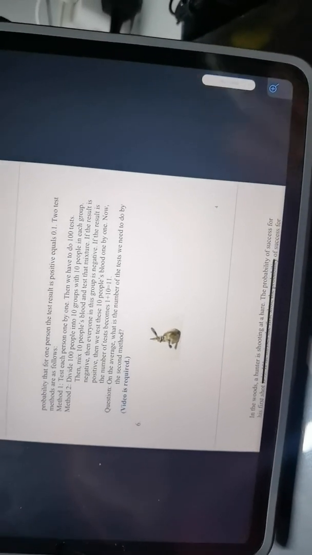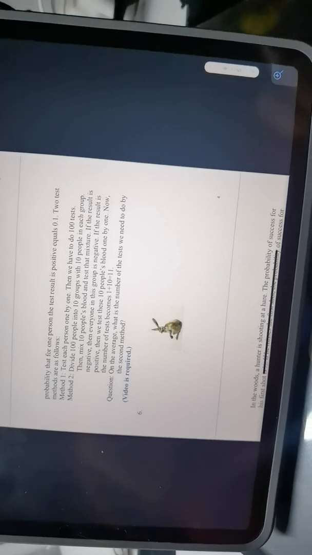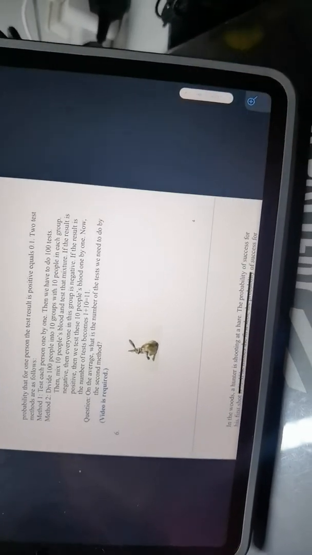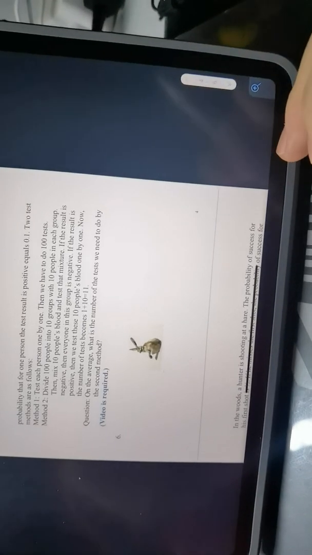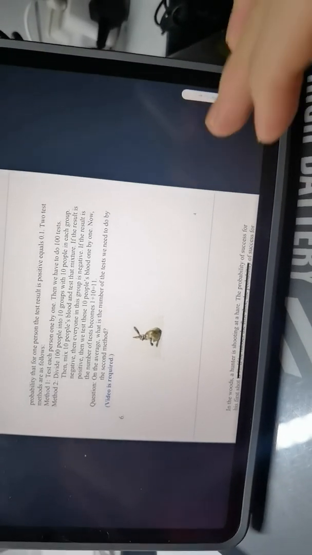Method 1 is not influential, so we should concentrate more on method 2. It divides 100 people into 10 groups with 10 people in each group. Then mix the 10 people's blood and test that mixture.